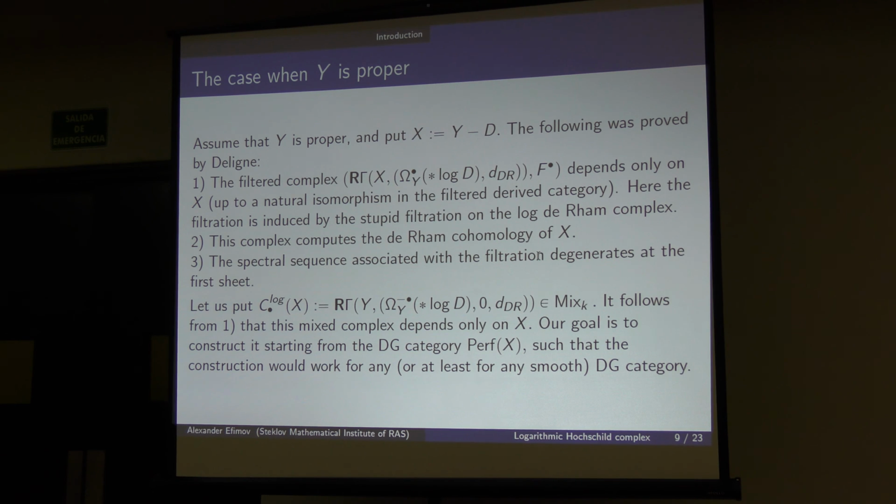As I said, it follows from the first result in this list that this is an invariant of X, and we want to make it naturally into an invariant of the DG category of perfect complexes on X, so that hopefully it can be applied to an arbitrary DG category, or at least to a smooth DG category. Well, we will not achieve this goal in full generality, but I will explain a partial result, which gives quite a satisfactory picture for the geometric case.